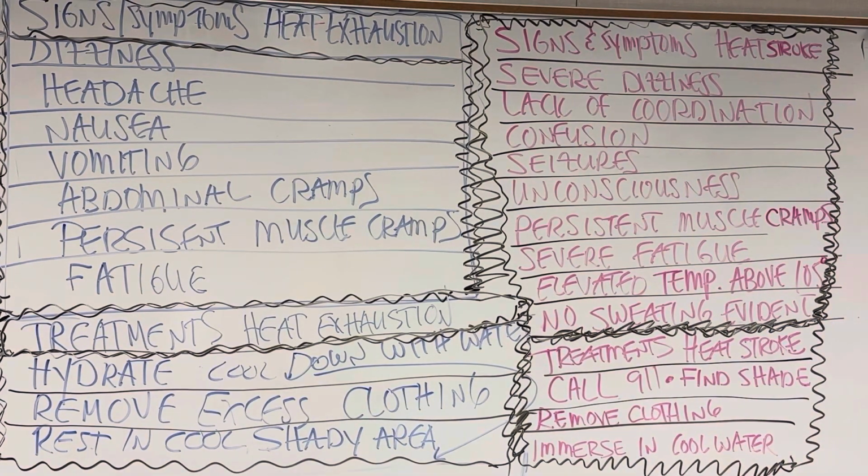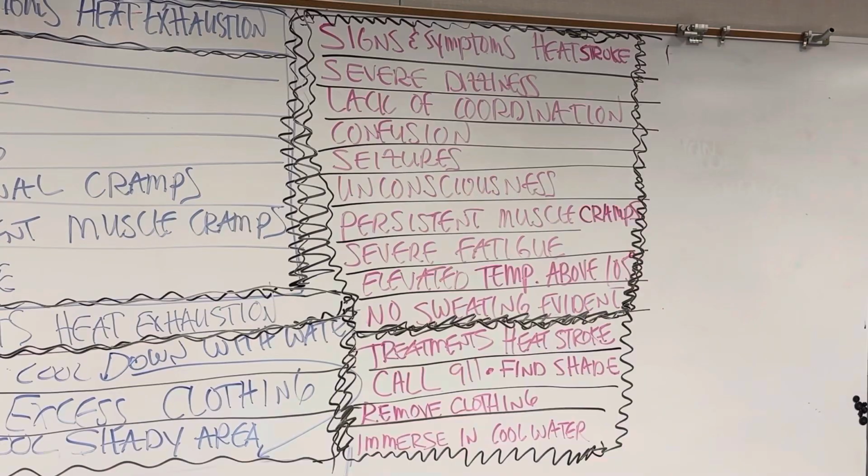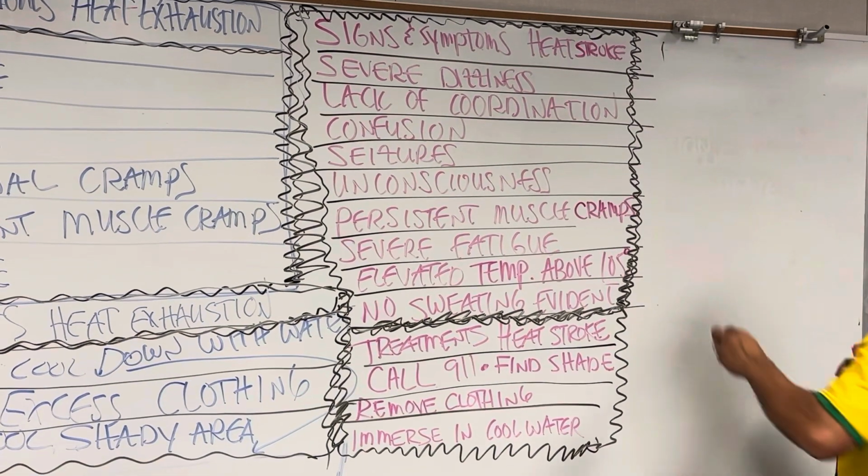You're going to bold signs and symptoms, heat stroke. You're going to bold treatments, heat stroke. You're going to bold signs and symptoms, heat exhaustion, and you'll bold treatments, heat exhaustion. So now you should have 2 columns. So your third column is environmental factors.